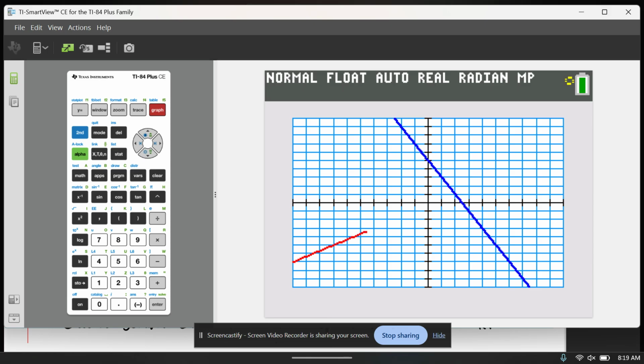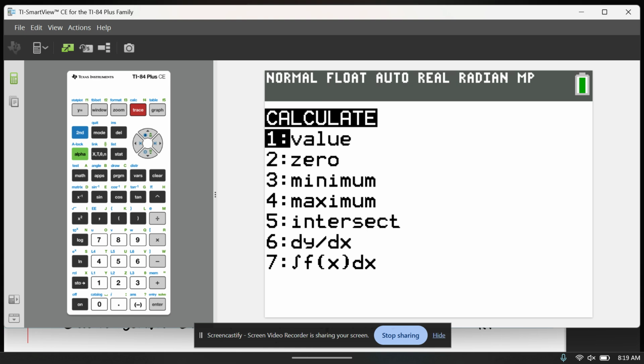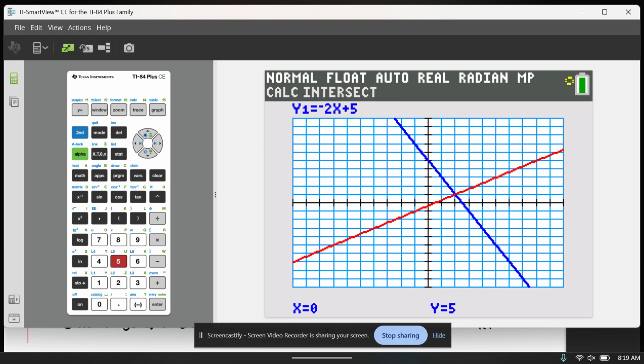And if your window isn't a 10 by 10, remember Zoom 6 will reset your window. And then we want to find where they're crossing. So we did this a lot in chapter 6 when we were doing those equations where all we had to do is hit second trace, and we're finding the intersection of those two. So option 5, and then just hit enter 3 times.